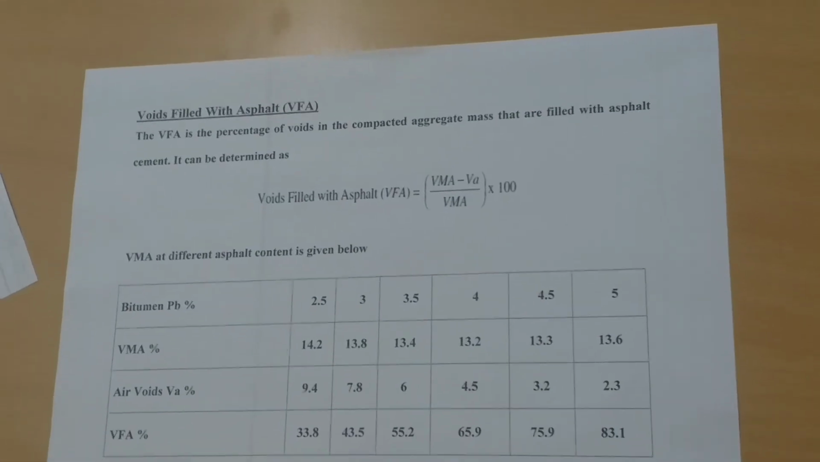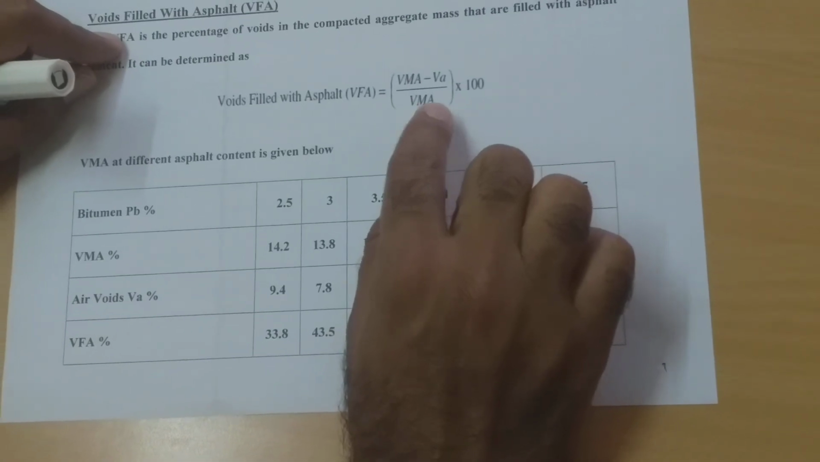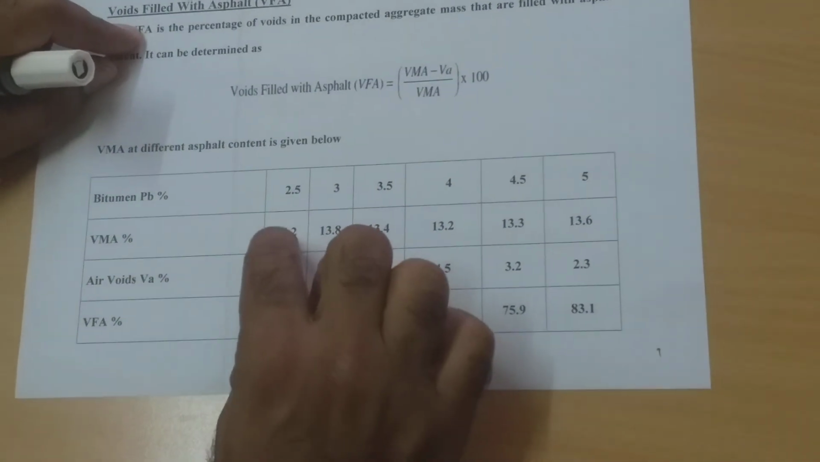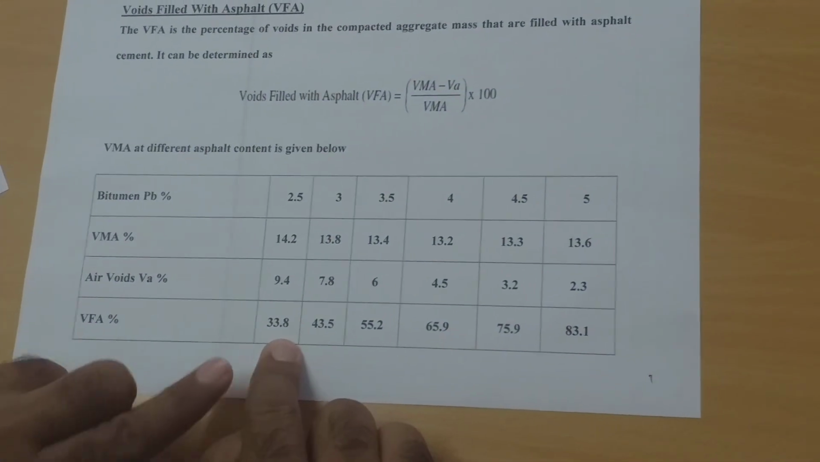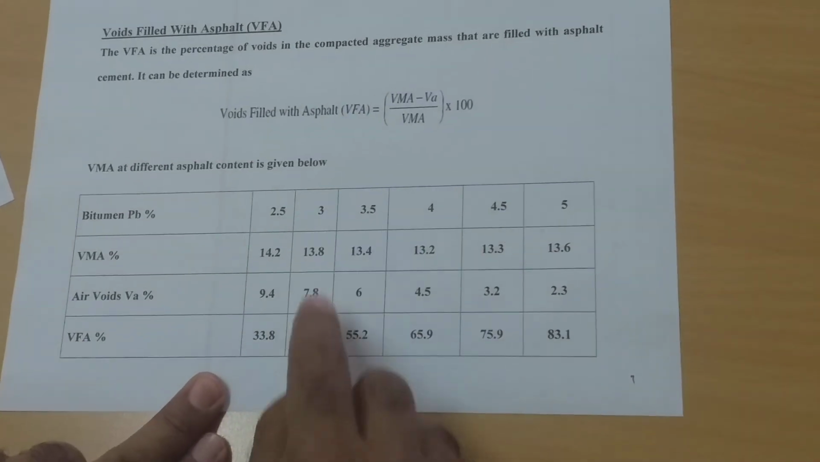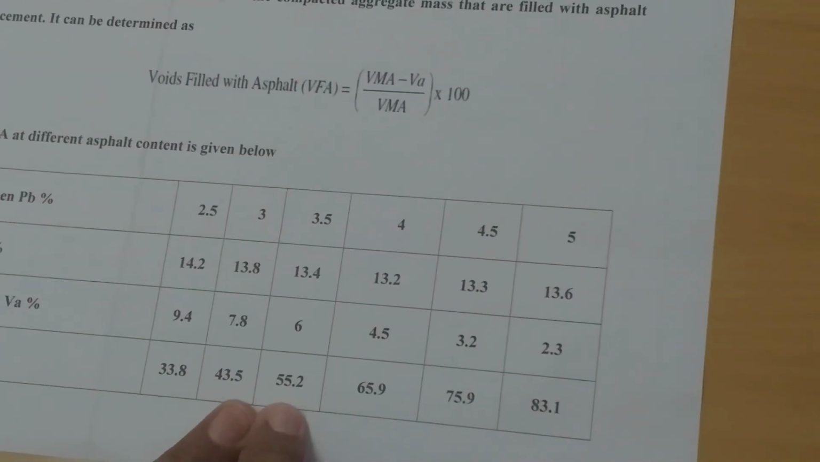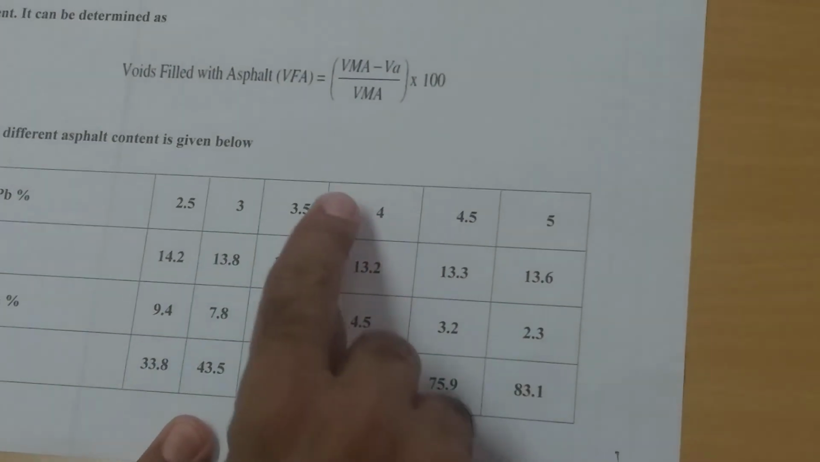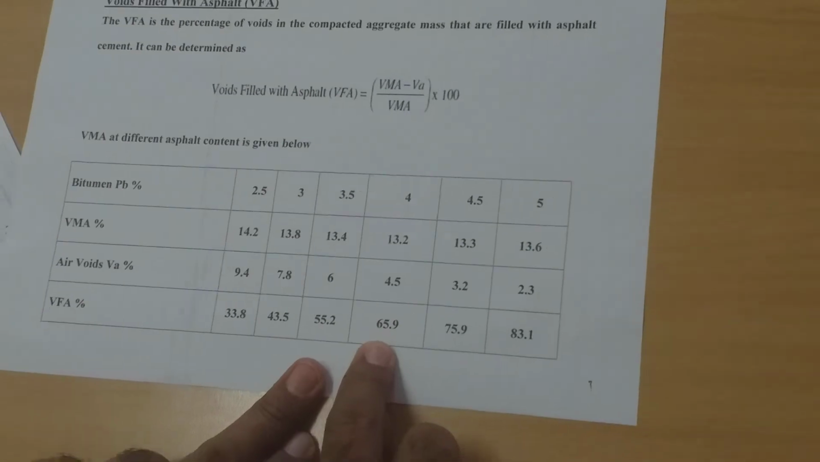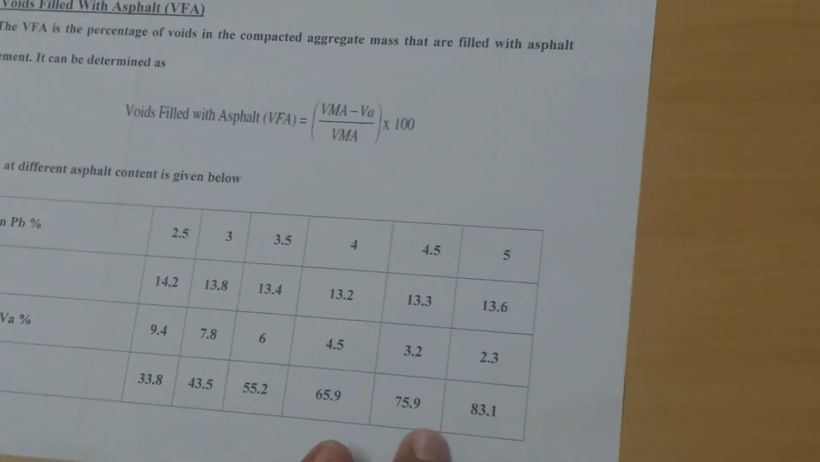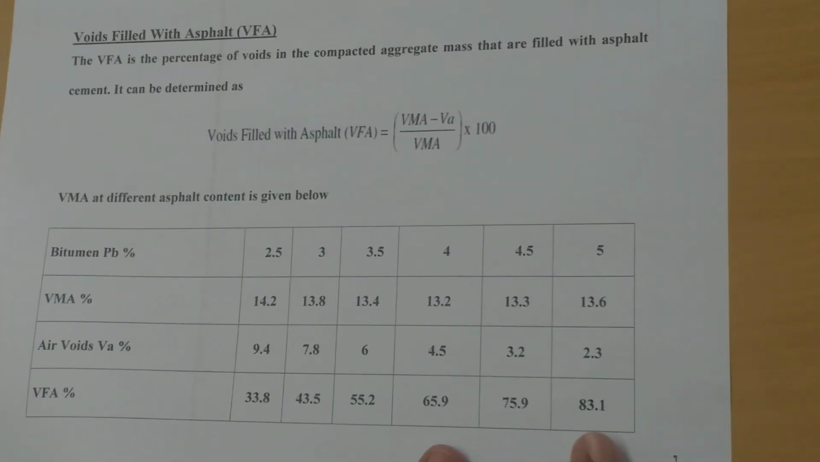Just for your convenience, please try to understand. This is the fundamental formula and the values are given over here. You will have to substitute these values one by one and go on calculating voids filled with asphalt at 2.5%, at 3%, at 3.5%, it comes to 55. You see, as the bitumen content is increasing, the VFA value is also increasing. At 4% how much value? 65.9. At 4.5% how much? 75.9. And at 5% how much? 83.1.